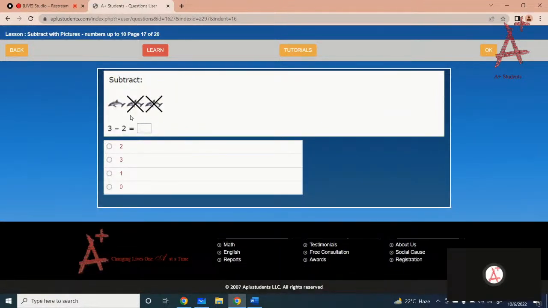Okay, you have three of the whales. Out of three, two of them are crossed out. So how many whales are you left with? Three subtract two is, yes, it is one. Three subtract two is one. Select the correct option and click on the OK button.